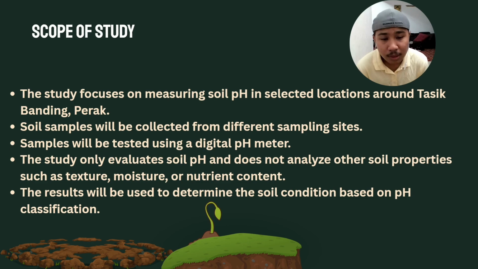So the scope of study is limited to measuring soil pH at selected locations in Tasik Banding, Perak. Soil samples will be collected and analysed using a digital pH meter. This research focuses only on soil pH and does not include other soil properties such as soil texture, moisture content, or nutrient levels. The findings will be used to determine the soil condition based on pH classification.